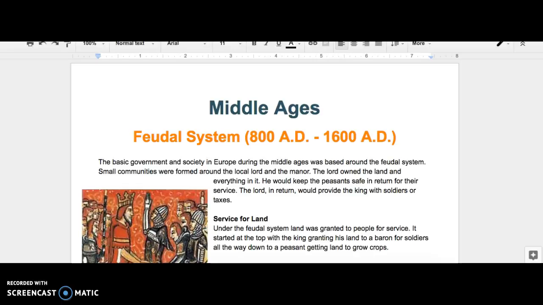Service for land. Under the feudal system, land was granted to people for service. It started at the top with the king granting his land to a baron for soldiers, all the way down to a peasant getting land to grow crops.